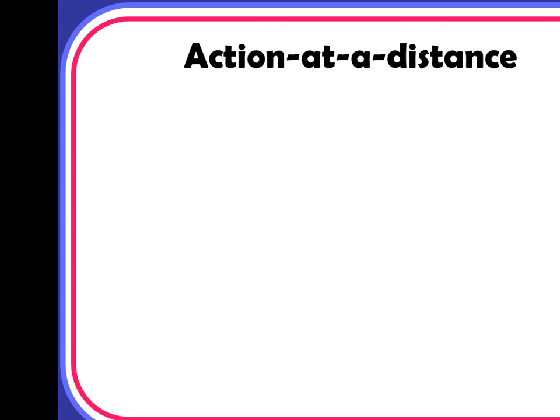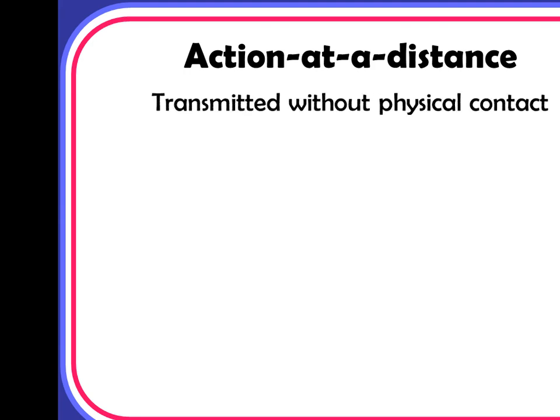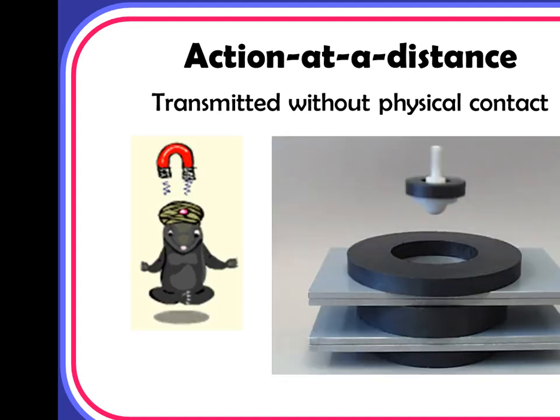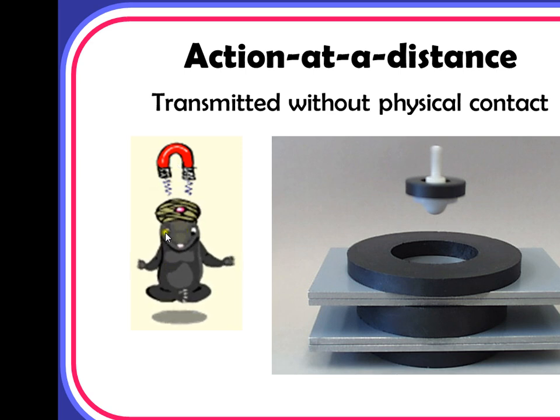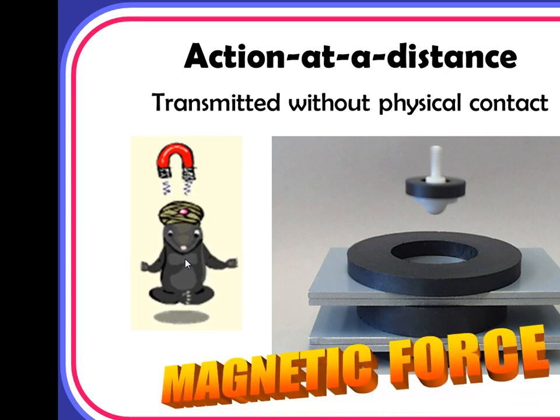Next we take a look at the other type, which is non-contact force, or action at a distance. This is transmitted without physical contact. In the animation you can see here, there is a magnet that is attracting this creature so that it is hovering. So magnetic force is an example of non-contact force.